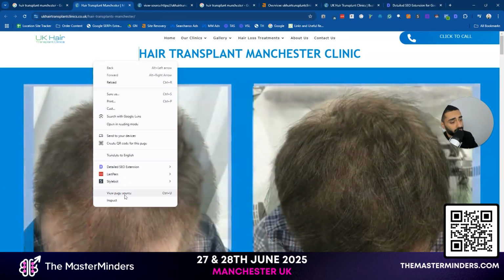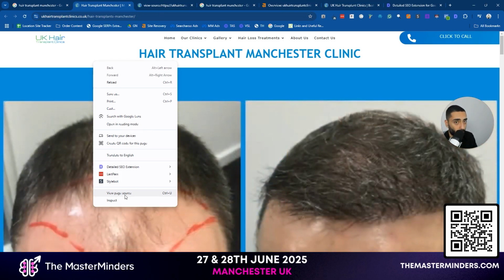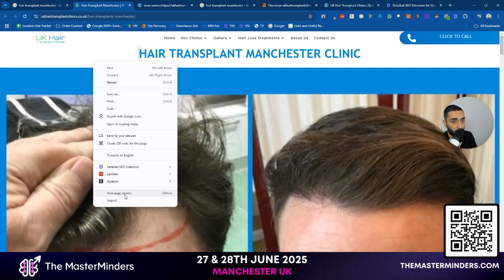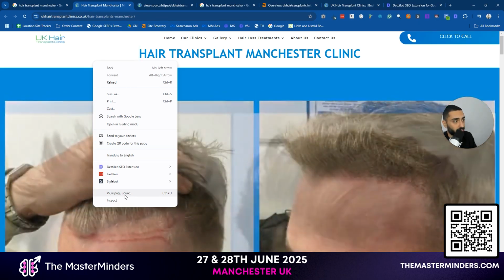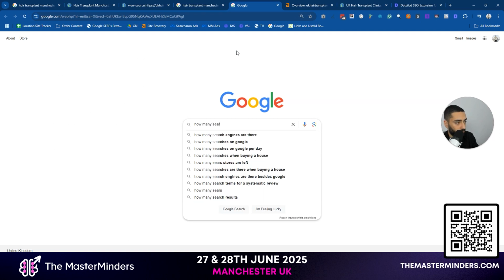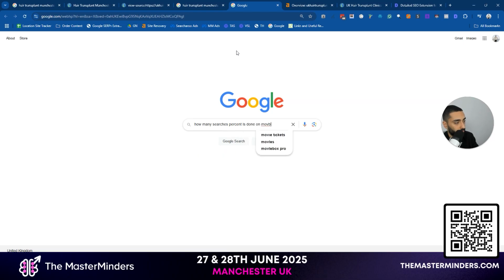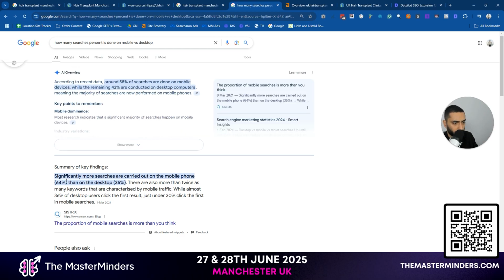Another thing as well, when it comes to web design structure, is don't just look at your website on desktop. Google is a mobile first search engine now, I believe. If I quickly Google what percentage of searches is done on mobile versus desktop, that's a really long query, but as you can see, the AI overview comes back saying 58% of searches are done on mobile devices, while the remaining 42% are conducted on desktop.